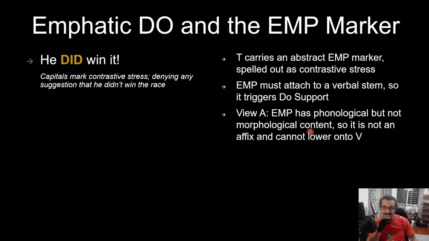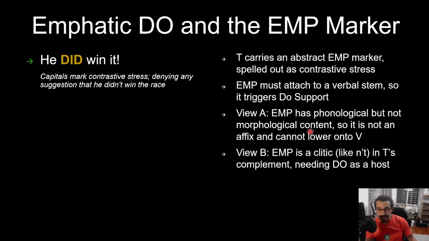Because the question you can ask is, well, the EMP, why doesn't it just do affix hopping, for example? Because it has phonological features, which is the stress, but it's not itself a morpheme. It has no content other than stress. So it cannot lower onto the V, unlike the tense affixes, for example, which can lower onto the V, especially with the past, as well as the present. The second view for the EMP head is to say that it is a clitic, just like the n't contraction form. And this clitic lives in the T's complement and it needs a do as a host. We can also say that this is a second view to explain this.